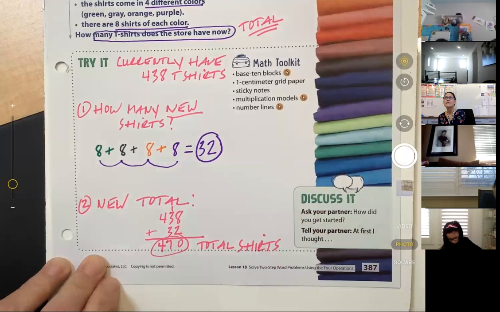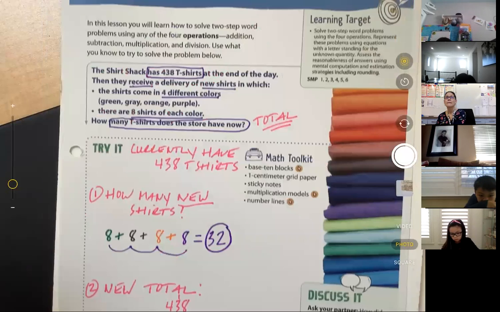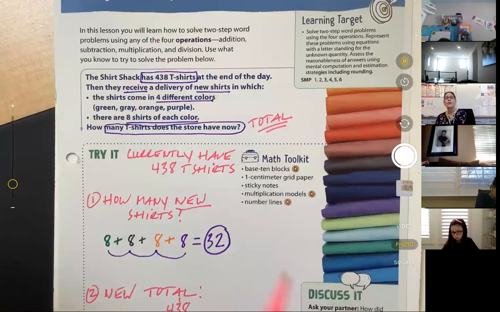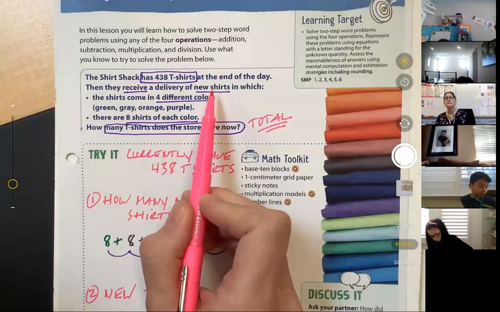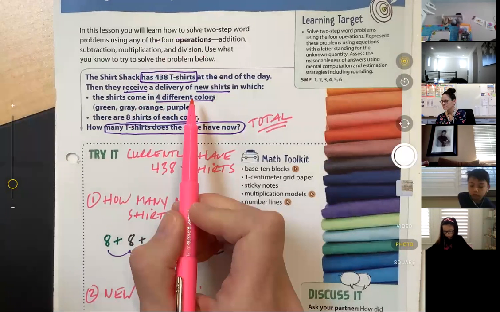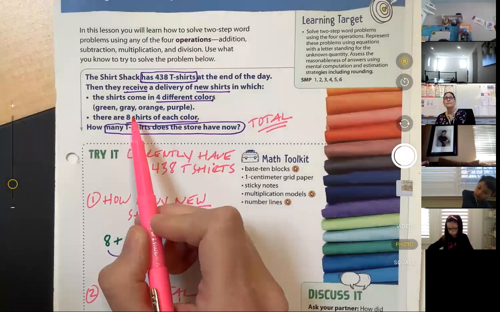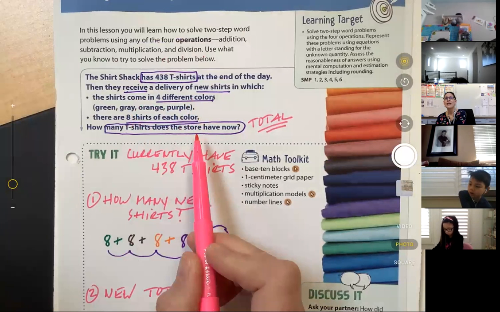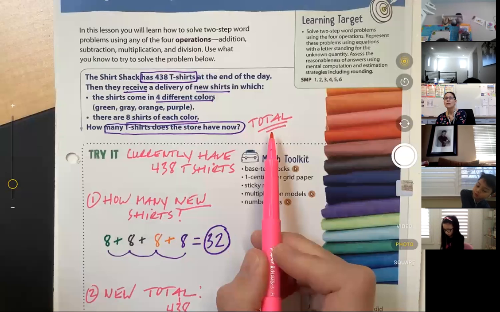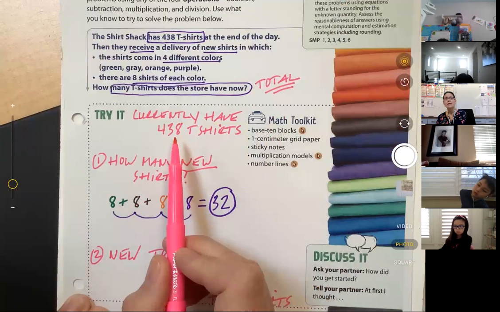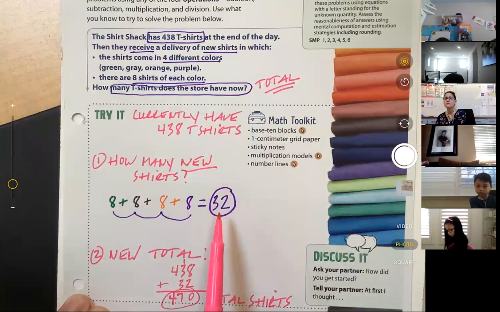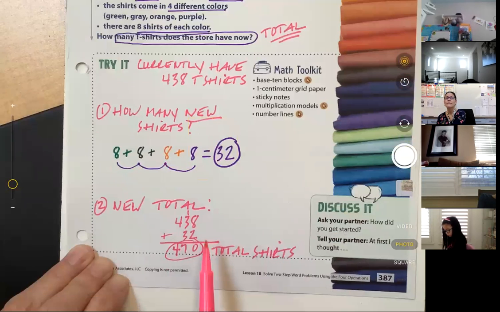Please make sure you're taking notes here, friends. And so again, let us review what we've done. The Shirt Shack has 438 shirts. They get new shirts in 4 different colors, 8 of each. How many shirts does the Shirt Shack have now in total? 438 current, 32 new, adding them together, 470 in total.